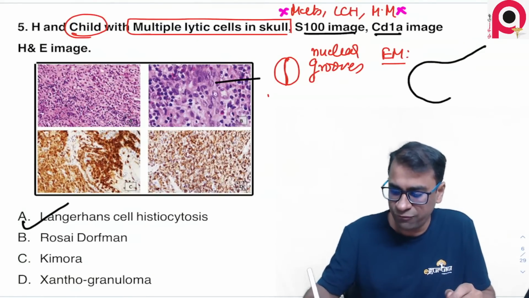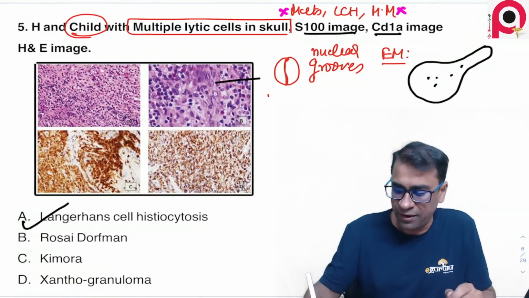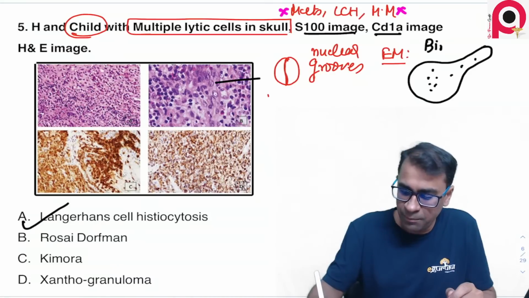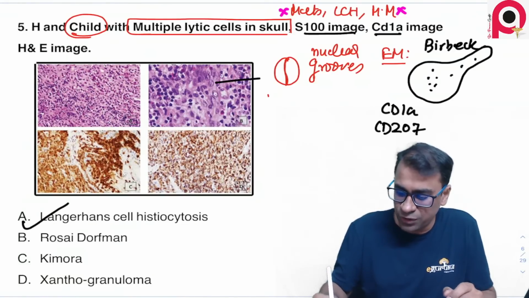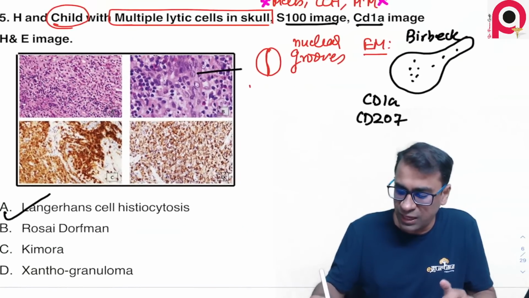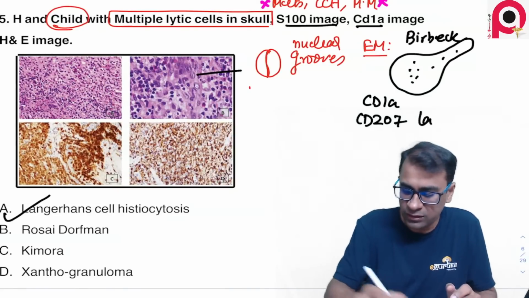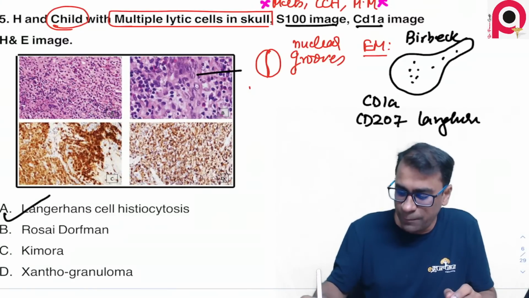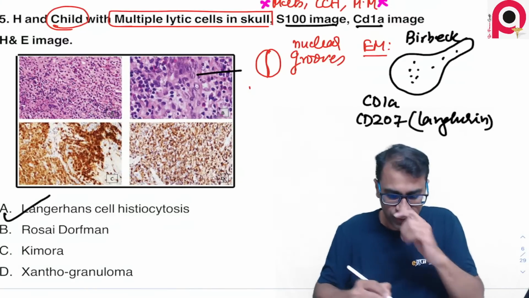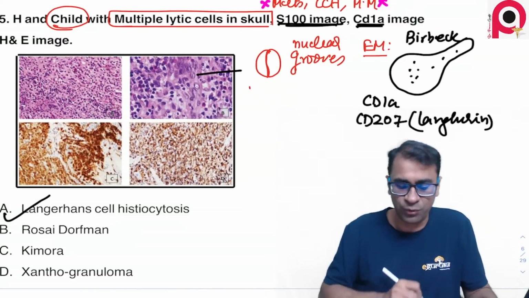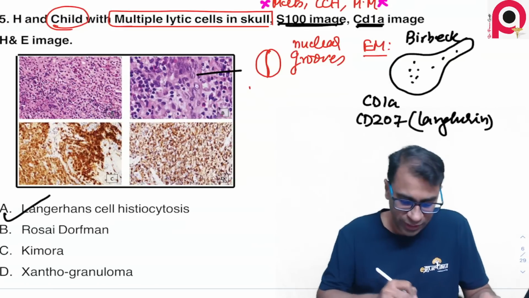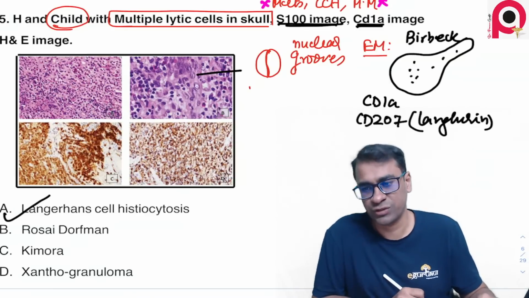They show this type of cell containing Birbeck granules. These Birbeck granules will often stain positive with CD1a and CD207, CD207 being the most specific stain, and is actually called Langerin. But when you have an answer showing CD1a positive and S100 positive, I think there's no doubt it should be a case of Langerhans cell histiocytosis.